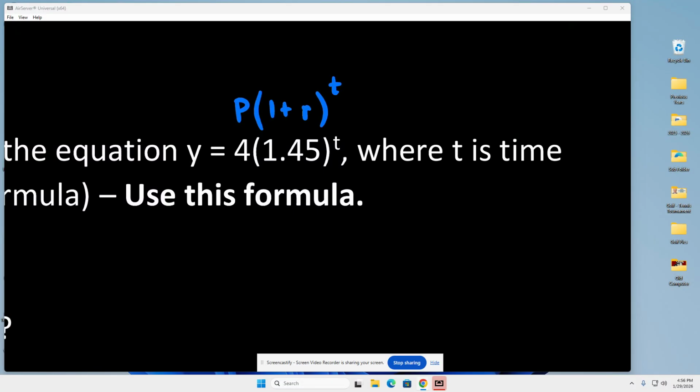So hopefully you guys can look at it from this perspective. If r is 0.45, we're going the opposite direction, right? How did I go from a percent to a decimal? Well, I moved it 2 to the left. So how do I go in reverse? Well, I move it 2 to the right. So this is 45%.